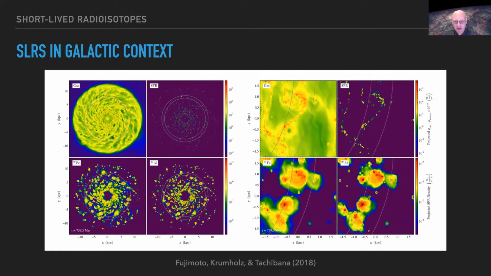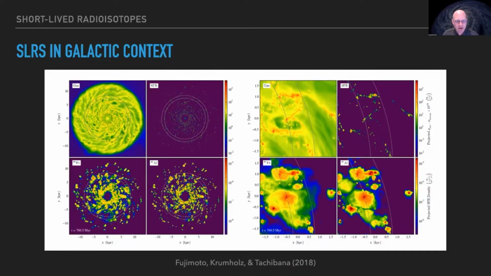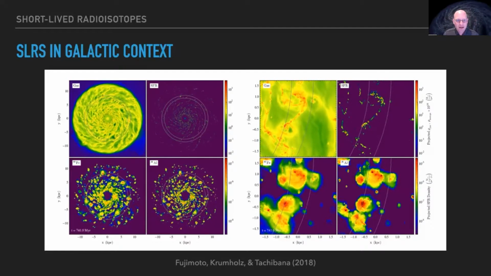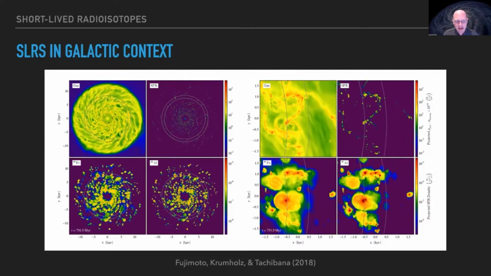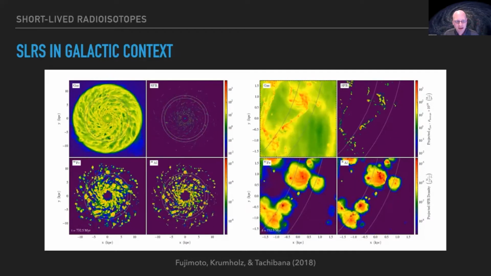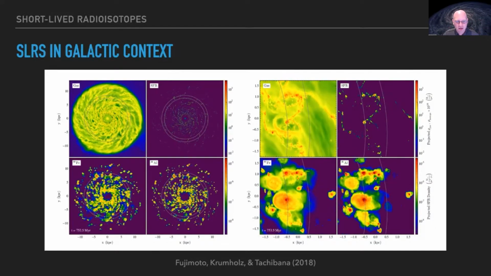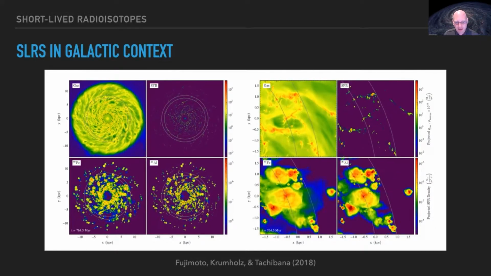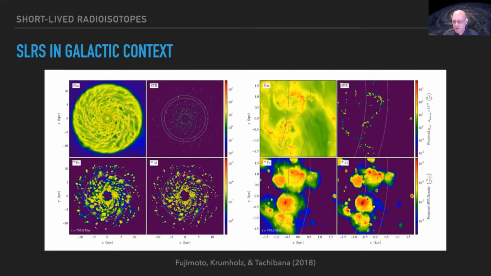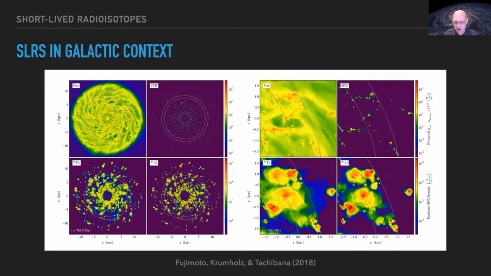So here's a simulation done by Fujimoto et al. On the left side of the screen, I'm showing you the entire galactic disk, and on the right side, I'm just showing you a zoom in. In the upper left panel on both sets, I'm showing you all gas, and on the right panel, you're seeing the star formation rate. And in this simulation, we're following individual supernovae that inject iron-60 and aluminum-26. And so you can see the distributions of those. And you see these bubbles filled with iron-60 and aluminum-26 created when supernovae explode.